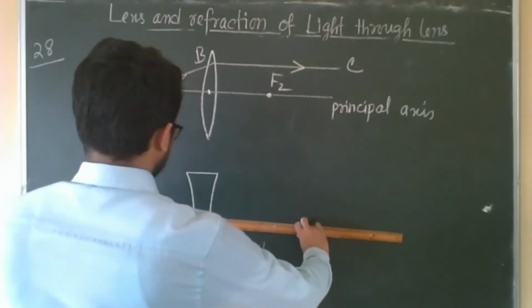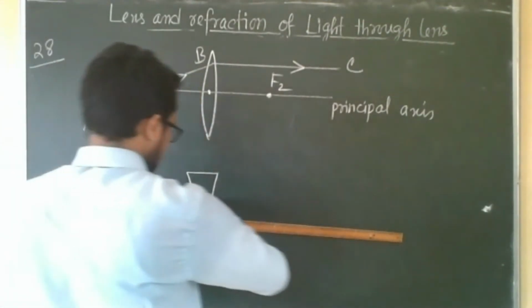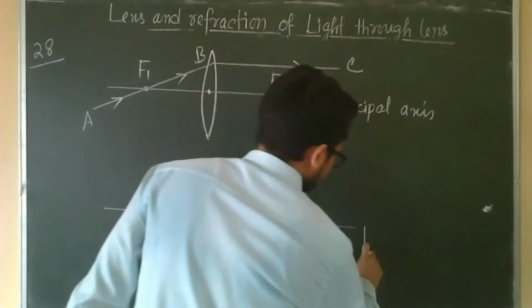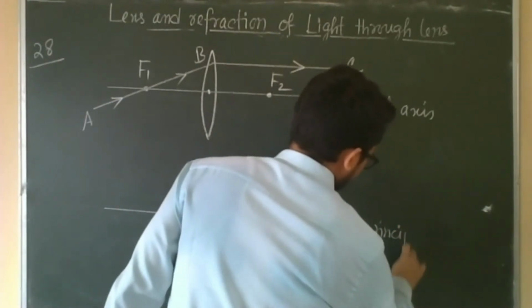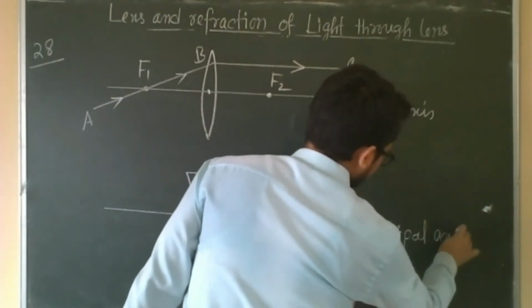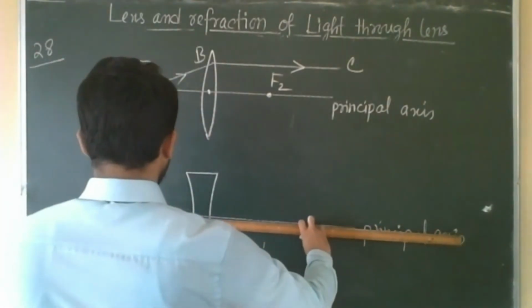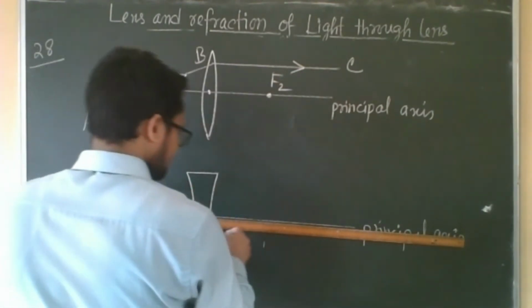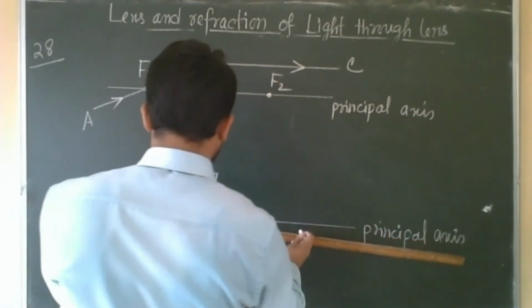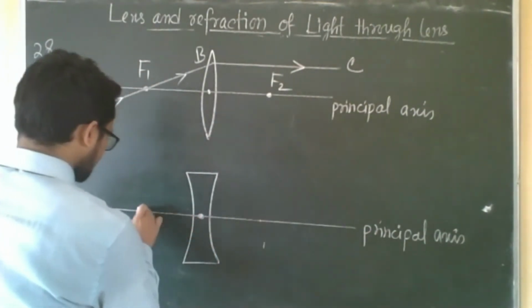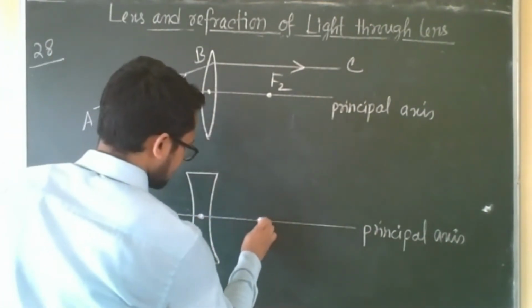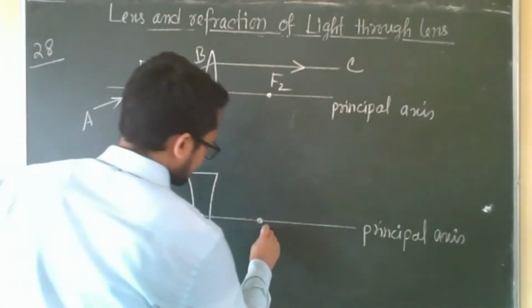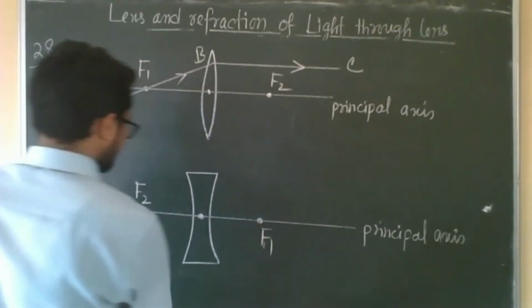Draw the principal axis. These diagrams you have to practice nicely. This is the principal axis. Take two foci at the same distance. This is one focus, and this is another focus. Here, this one is F2, and this one is F1, and this one is the optical center.